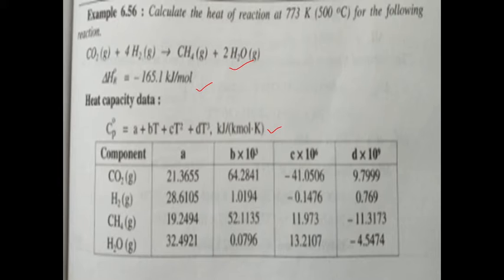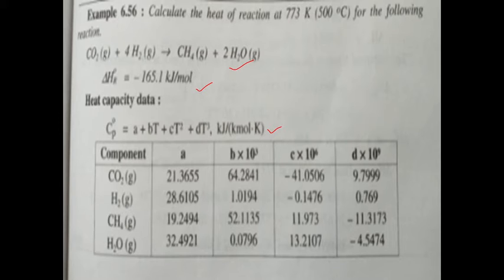Okay. So delta H R naught is equal to minus 165.1 kilojoule per mole. Heat capacity delta Cp naught is equal to A plus Bt plus Ct squared plus Dt cube kilojoule per kilomole Kelvin. We have four components. Four component A, B, C, D data are given. Are you clear or not?